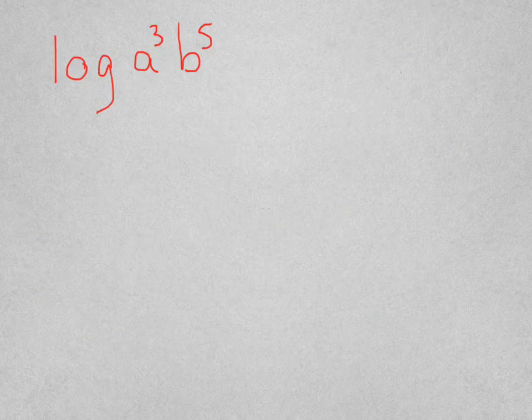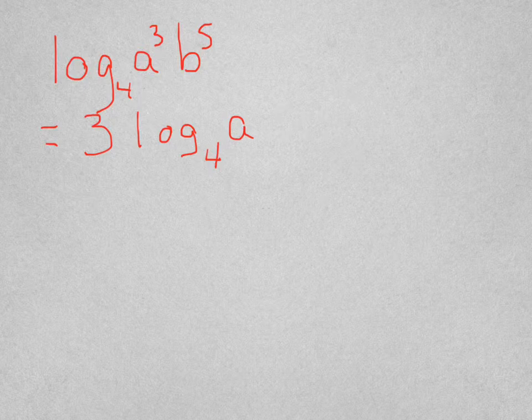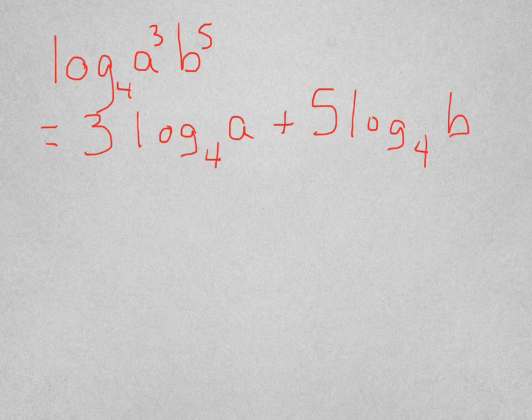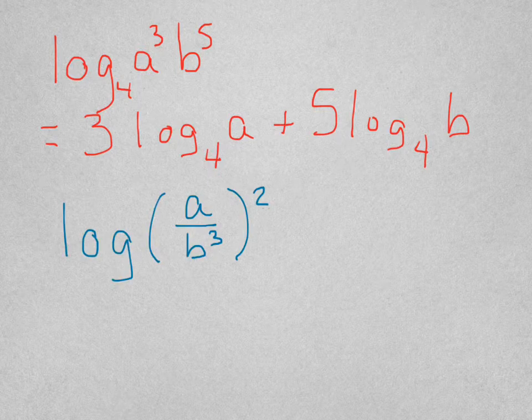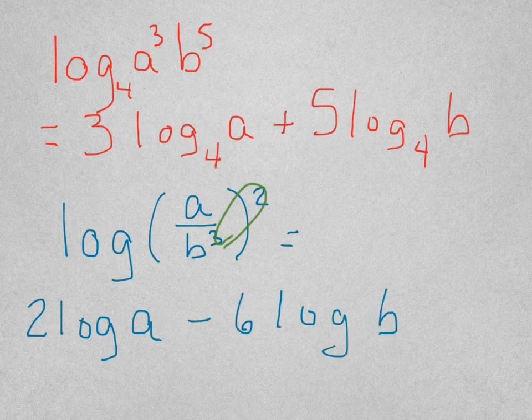So let's look at our log here. We're going to do an example and we're going to expand it out. Notice we're going to bring our 3 in the front and we're going to have log base 4 of a, and because it's a multiplication we're going to have a plus sign, and then we bring down our other exponent of 5 and then we put log base 4 of b. Here's another example we can use for expansion. Notice the a divided by the b to the third, and then the whole thing is squared. That means a is actually to the 2nd power and b is to the 6th, because we multiply our exponents together. So what we get next is 2 log a, then minus, because it's a division, 6 log b. And that's a couple of examples of how to expand.